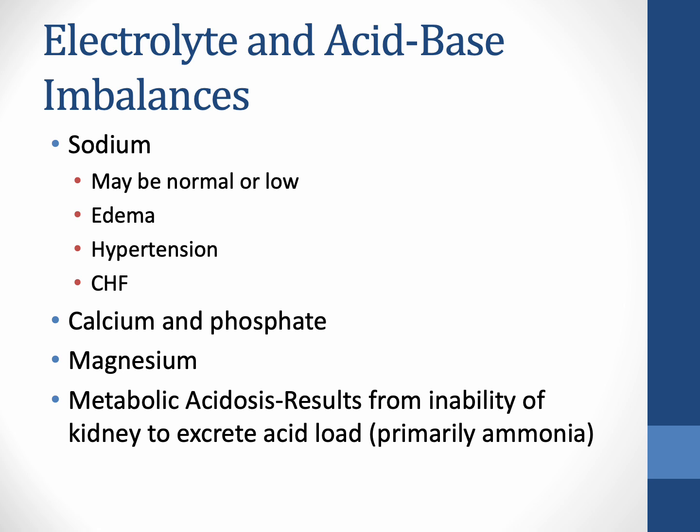In CKD, electrolyte and acid-base imbalances include sodium fluctuations, which may be normal or low, leading to edema, hypertension, and CHF. There are also disturbances in calcium, phosphate, and magnesium levels, along with metabolic acidosis due to the kidney's inability to excrete acid, primarily ammonia.